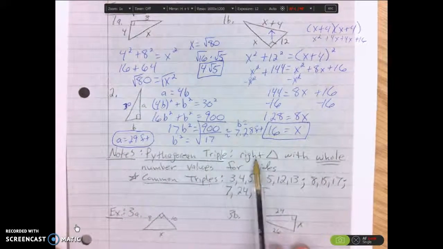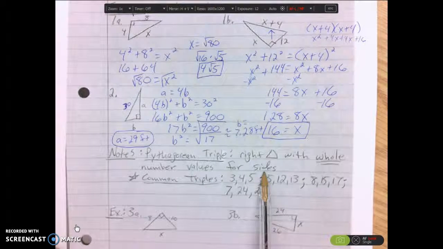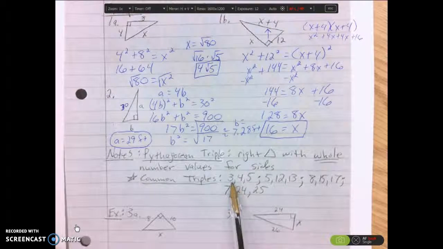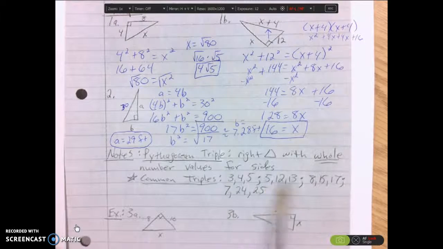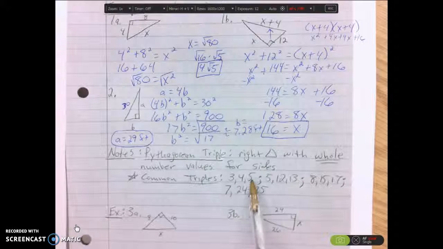A Pythagorean triple is a right triangle with whole numbers for the values of the sides. So no decimals anywhere. It all works out evenly with all whole number values. These are very common Pythagorean triples, and if you learn these, maybe memorize them or make some note cards, it makes a lot of these problems even easier. But we have a 3, 4, 5 right triangle.